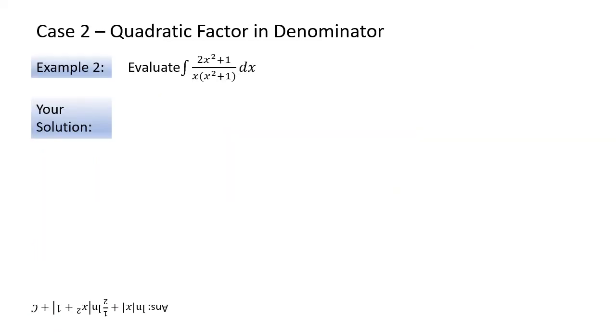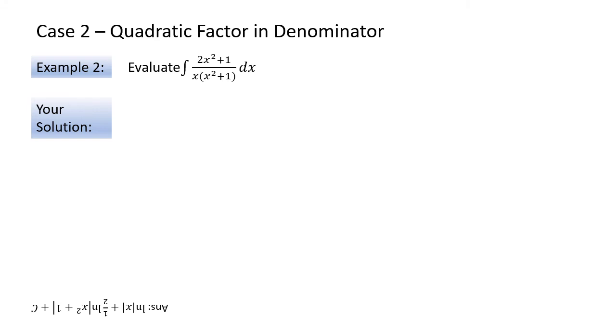So let's look at our second example, having a quadratic factor in the denominator. So evaluate the integral of 2x squared plus 1 divided by x times x squared plus 1. Okay, so the first thing we notice is the denominator's factor, and we can't actually factor it any further. X squared plus 1 cannot be factored. It can't be x plus 1 and x plus 1, and it can't be x plus 1 and x minus 1. Okay, it can't be those factors. If you multiply them out, you will not get x squared plus 1. So this is fully factored, and we have a quadratic in the denominator.